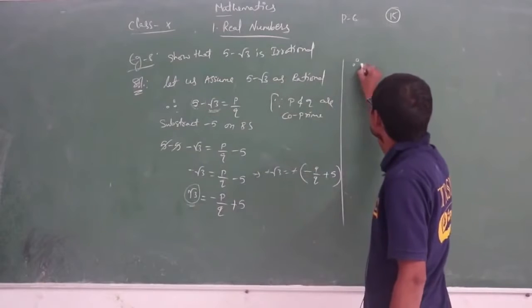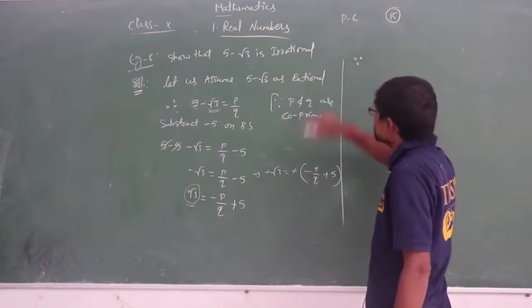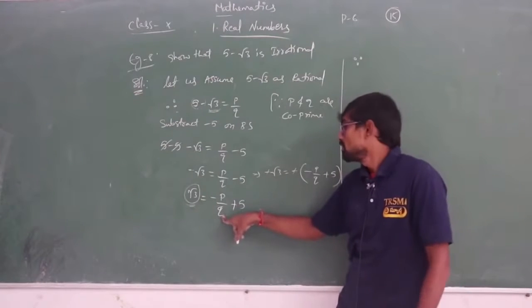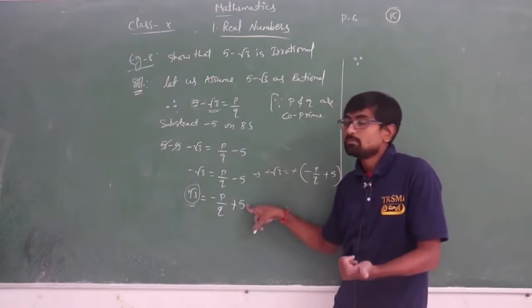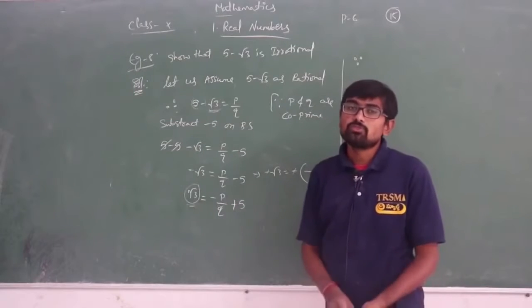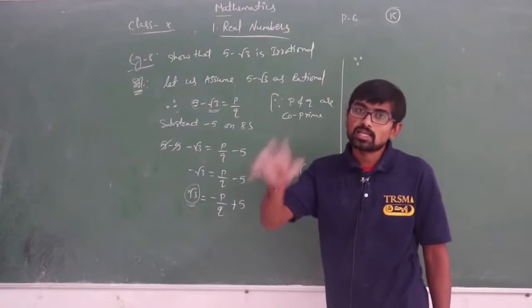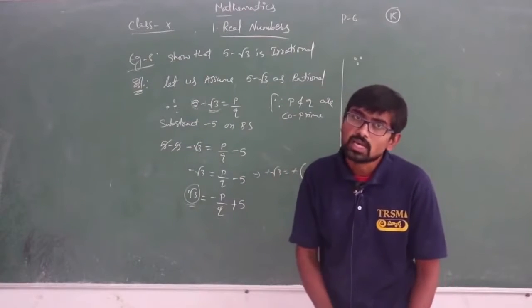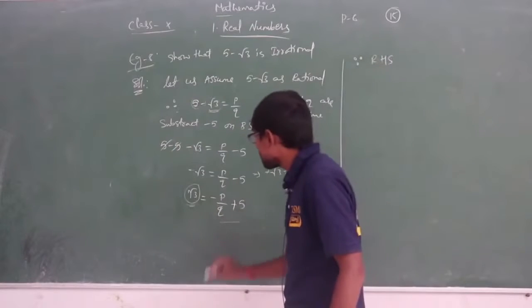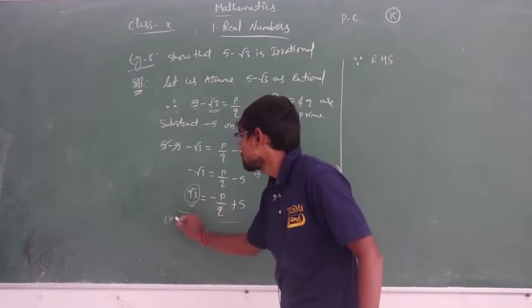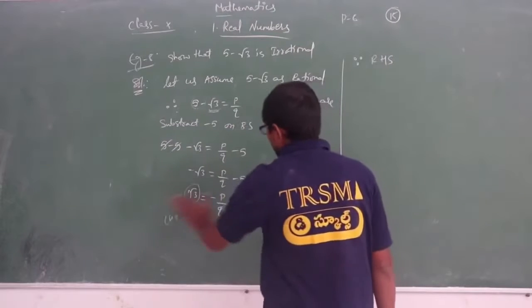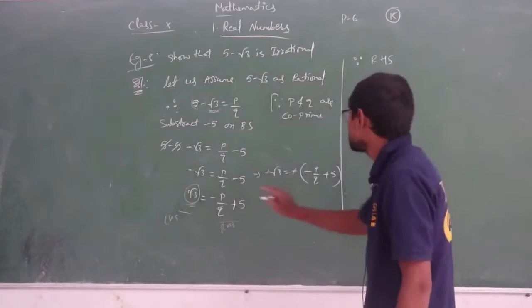Since you can see here P by Q is a rational number, then if I add plus 5 to the rational number P by Q, can we get a rational number only? Yes. If we are adding any number to a rational number, again you will get a rational number itself, isn't it? So since RHS, this is the right hand side and this is the left hand side, LHS.